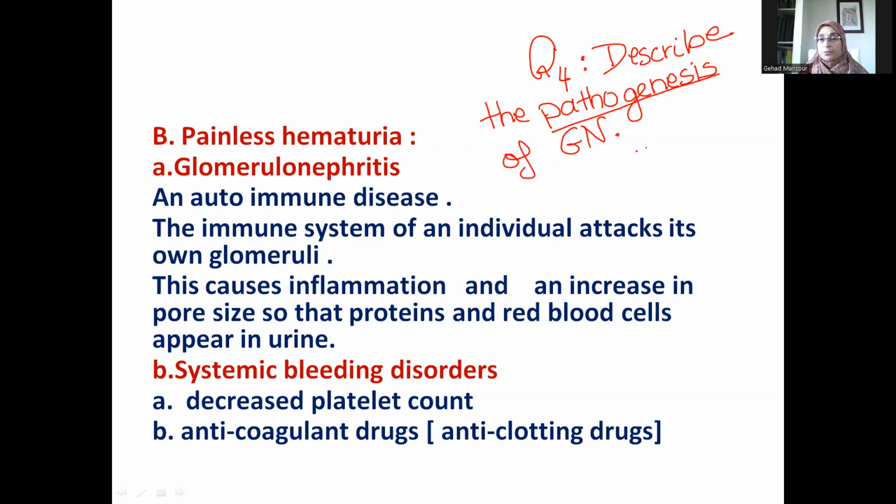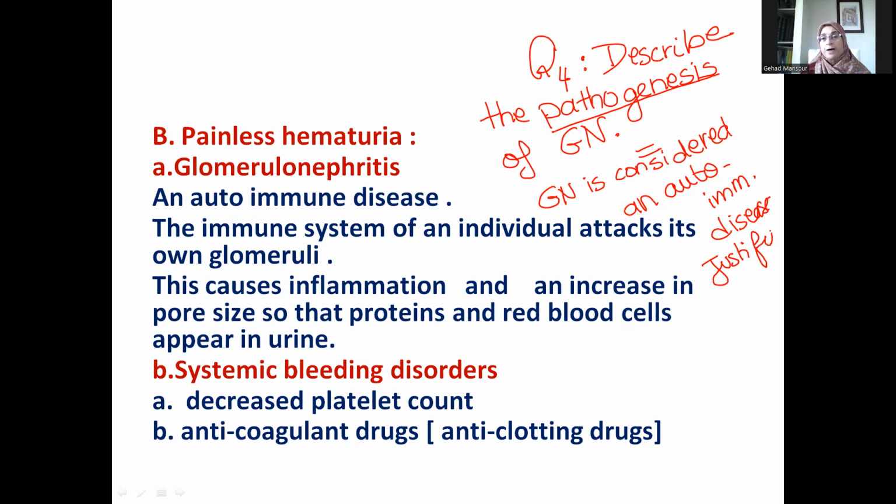But I might ask you the question in a different way, using different words. I might say, for example, glomerulonephritis is considered an autoimmune disease, and then at the end, I ask you to justify the fact that glomerulonephritis is an autoimmune disease. So how would we answer this question?